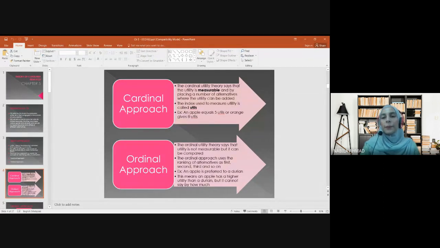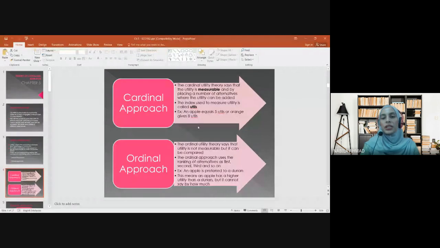Contohnya, an apple equals to 5 utils or orange gives 8 utils. Kita beli apple, kita letakkan kepuasan kita sebanyak 8. Ya, kita beli orange, kita letakkan kepuasan sebanyak 10. So itu maksudnya cardinal approach. Satisfaction atau kepuasan itu kita boleh put number.